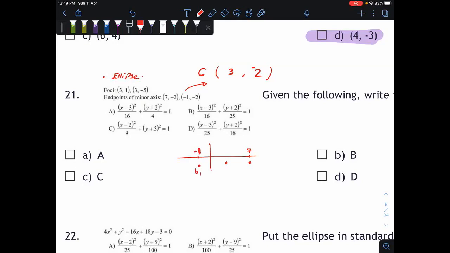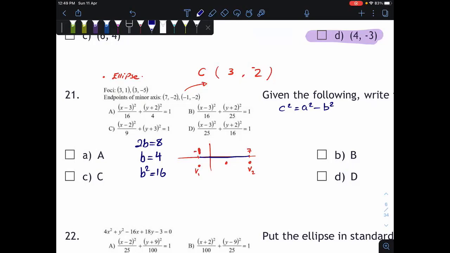Here is B1 and here's B2, the co-vertex 1 and the co-vertex 2. What's the distance between them? You moved 7 and then 1 more unit, so it's 8 in all. This is the minor axis, so its length 2B is equal to 8. So B is equal to 4 by dividing by 2, and B squared is 16. For the foci, C squared is equal to A squared minus B squared.